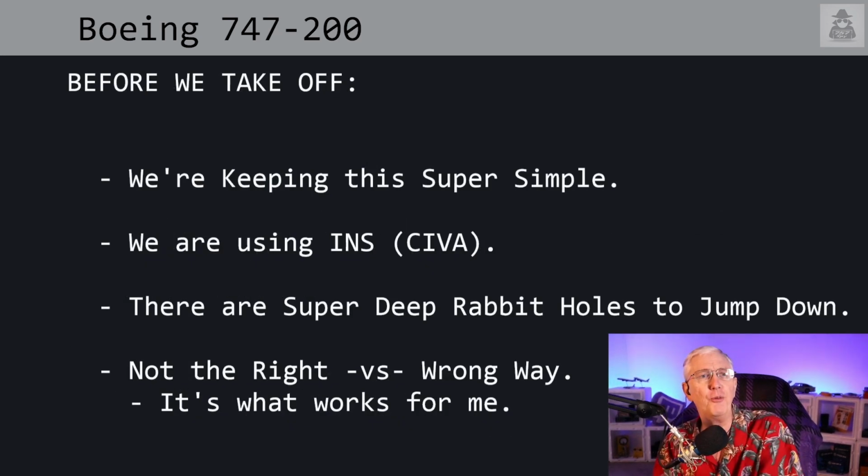So before we take off, I'm going to keep this super simple here. I am going to be using the INS, sometimes known as the SIVA system. I think technically it's INS on the 747. So we're not doing any kind of flight management computer. This is the old school way to do this. But there are some super duper deep rabbit holes for us to jump down. We'll jump down a few of them, just not all of them.